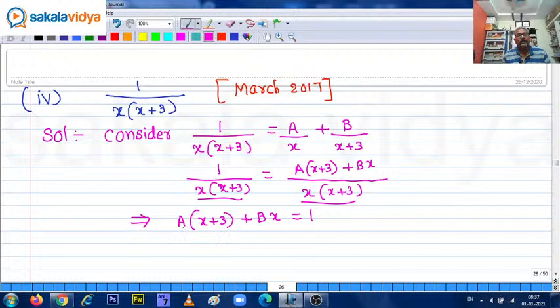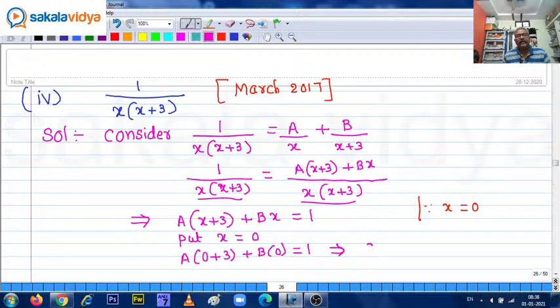So to get the a value, x needs to be suppressed. How could you suppress it? By equating x to 0. So let us put x equal to 0. What do you get now? a times 0 plus 3, plus b times 0, equals 1. That implies 3a plus 0, so 3a equals 1. Therefore a equals 1 upon 3. This is the a value.